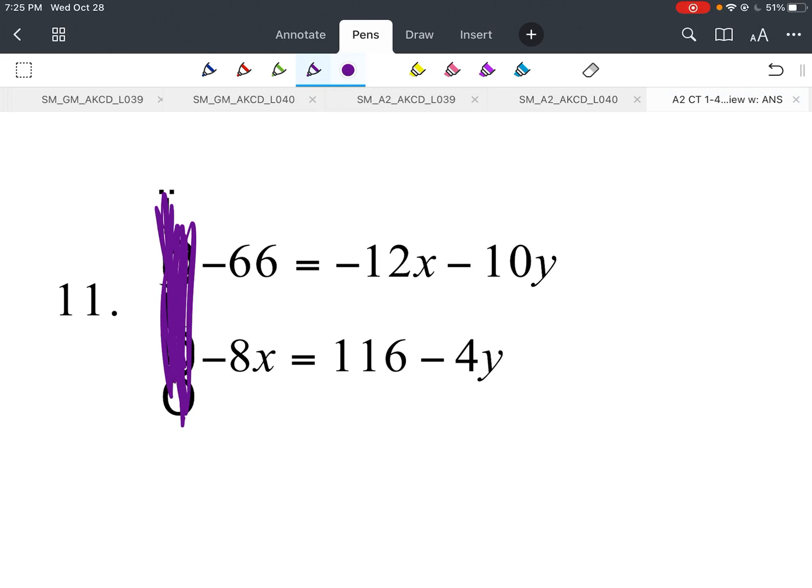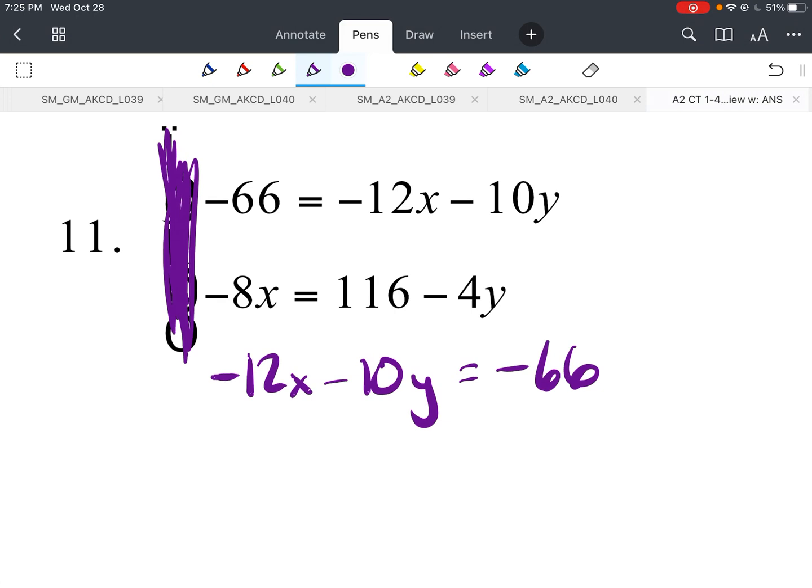I don't know what I'm going to do yet. First thing I'm going to do is get them in order. So let's rewrite these. Let's flip the sides here. So this is negative 12x minus 10y equals negative 66, which I could easily divide everybody by something to make that a lot simpler. But if I'm going to do matrices, it won't matter. So negative 8x. All right, now I'm going to add 4y to both sides. So this will be negative 8x plus 4y equals 116.